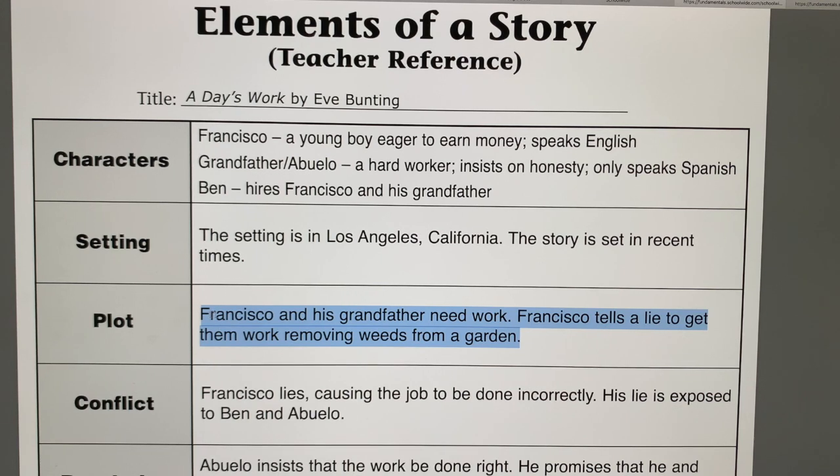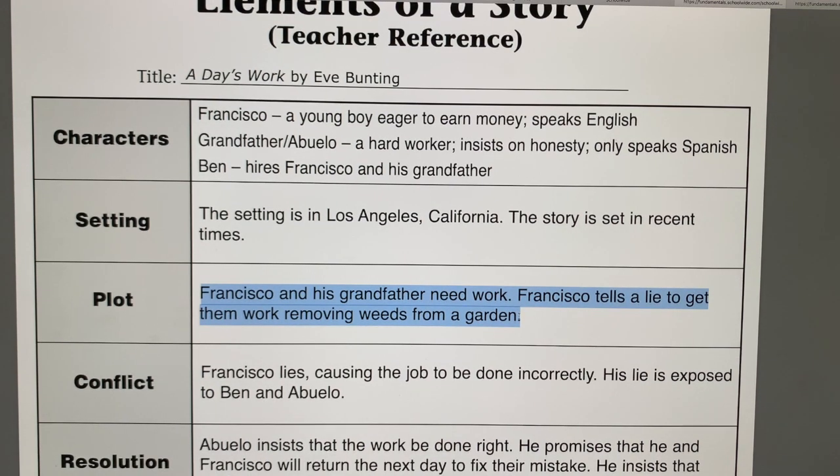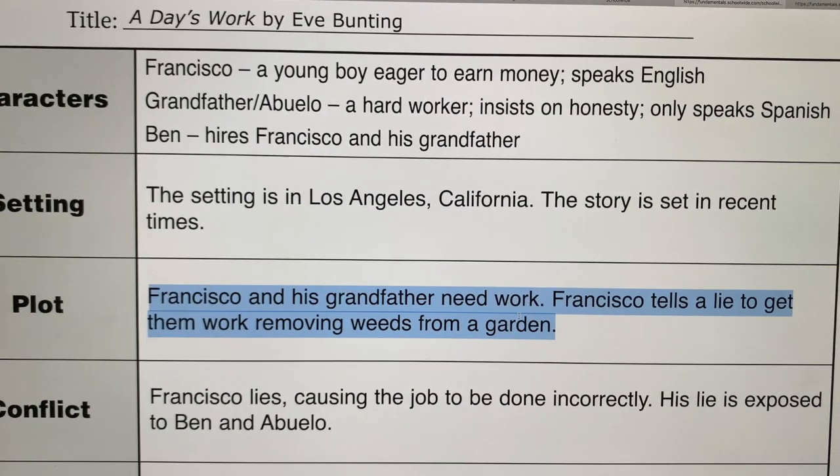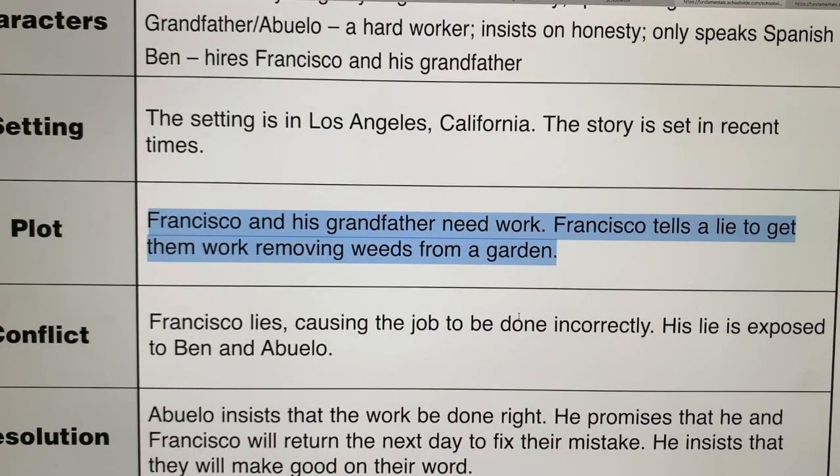In this story, Francisco and his grandfather needed work. Since they needed work, Francisco decided to tell a lie to get them work removing weeds from a garden. Well, it's great that he got them work, but he did it by not being honest. So that is the problem.